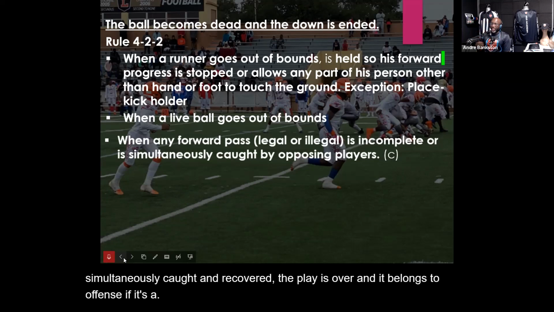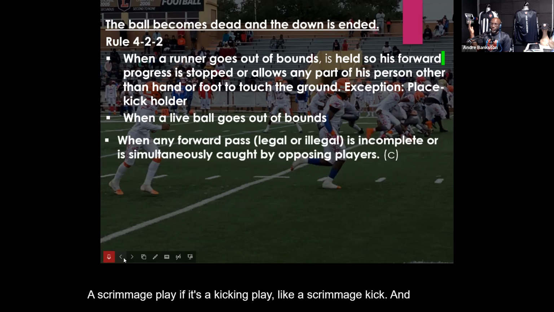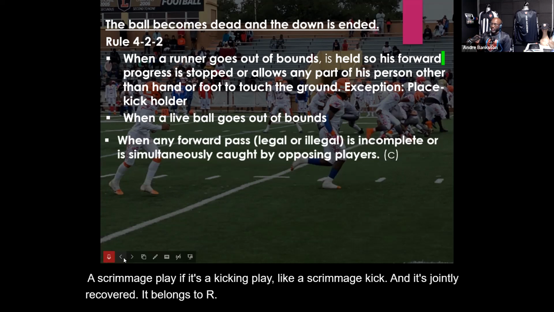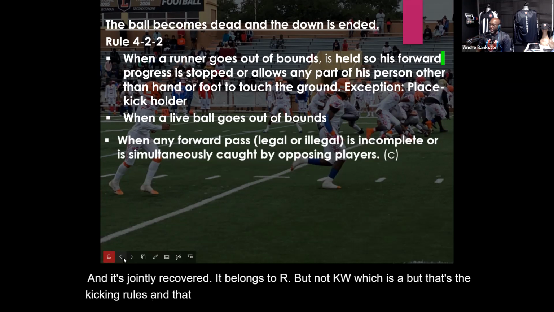If it's a scrimmage play, if it's a kicking play, like a scrimmage kick, and is jointly recovered, it belongs to R, but not K, which is A. But that's the kicking rules, and that's different. But just know that, okay?